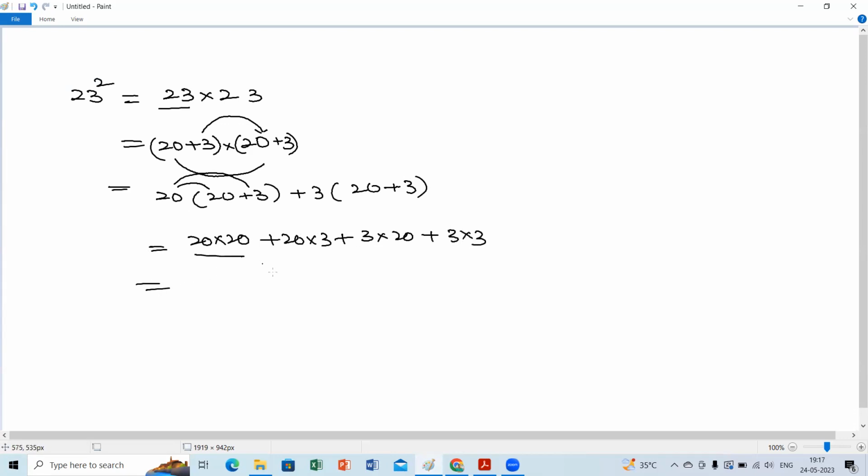Now here 20 into 20 is 400, very good. Coming to 60 plus 60 plus 9. This is 400 plus 60 plus 60, that is 520, plus 9, that is 529. That's all. Right, 529.